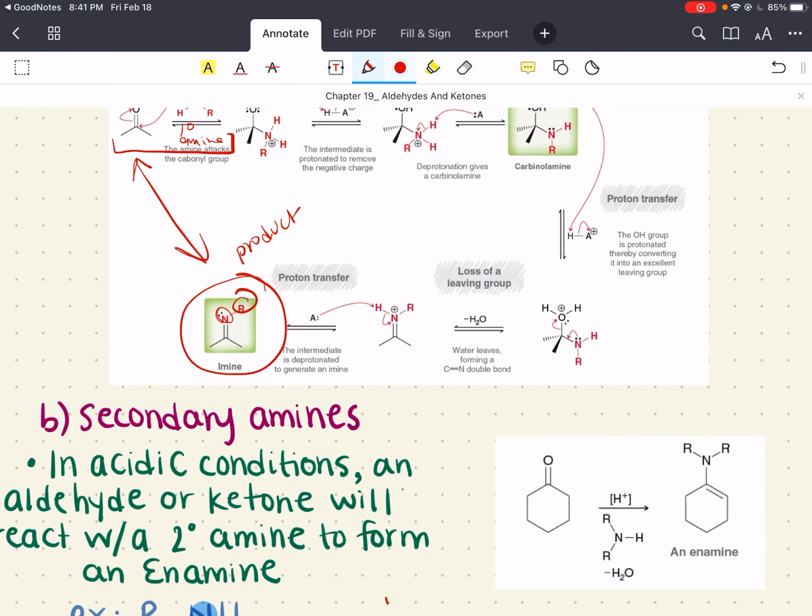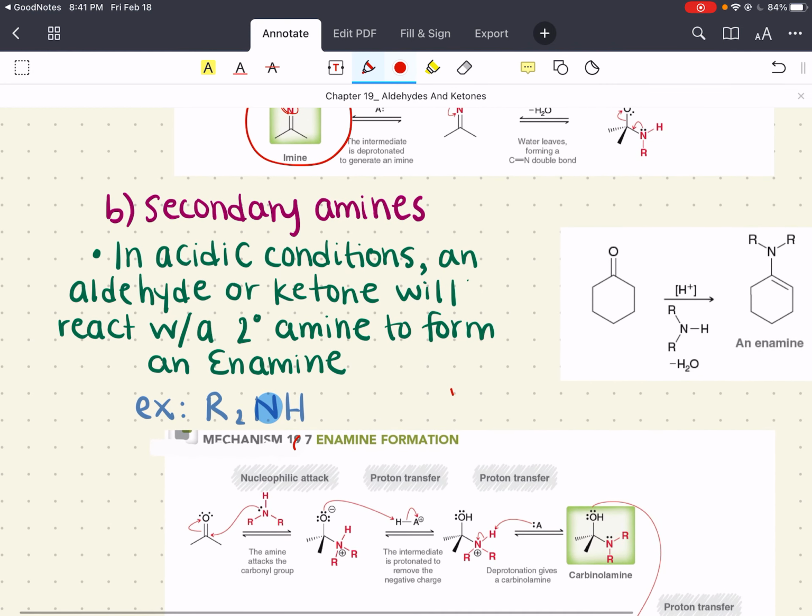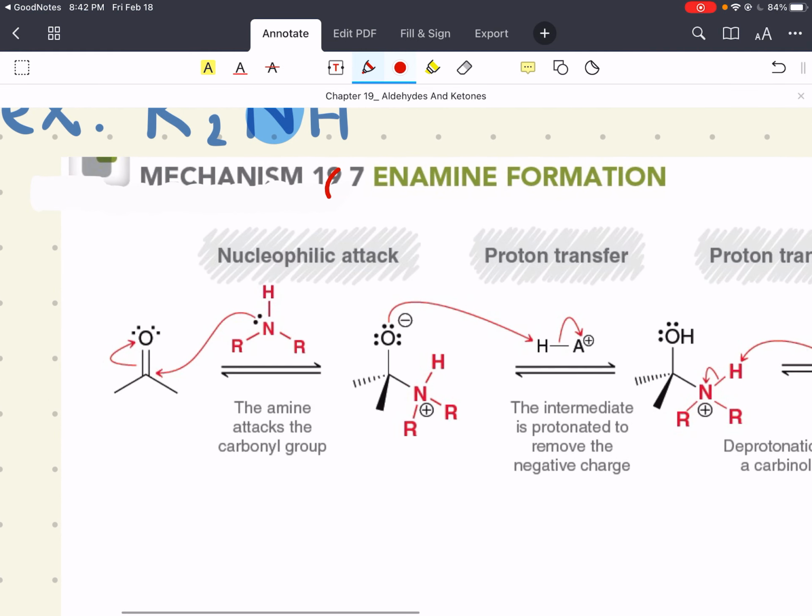Now in acidic conditions, an aldehyde or ketone can also react with a secondary amine to form an enamine. Enamines are compounds in which the nitrogen lone pair is going to be delocalized by the presence of an adjacent carbon-carbon double bond. Now, this mechanism for enamine formation is identical to the mechanism that was shown for imine formation, except for the last step and the fact that our ketone and aldehyde is initially reacting with a secondary amine. For imine formation, it was primary. For enamine, it's a secondary amine.